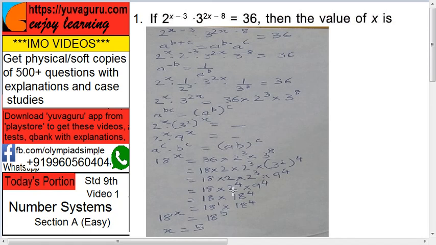Now again come back over here, 2 raised to 4 into 9 raised to 4. How to solve this? For this we had solved it over here, a raised to c into b raised to c equals ab raised to c. So this becomes 18 into 2 into 9, 18 raised to 4. Now nothing means again 1. So 18 raised to 1 into 18 raised to 4. So again the same, a raised to b into a raised to c equals a raised to b plus c, this top one. So it becomes 18 raised to 5. So now we have 18 raised to x equals 18 raised to 5. So the base is same, so x equals 5.